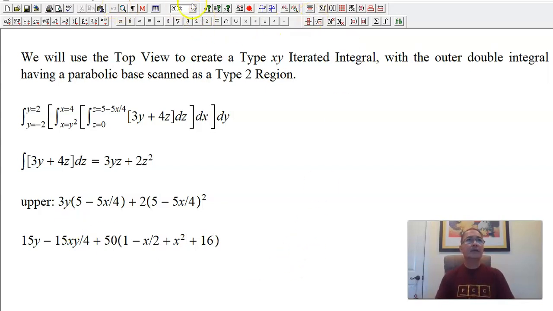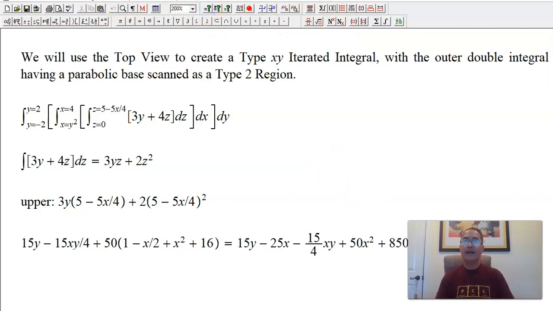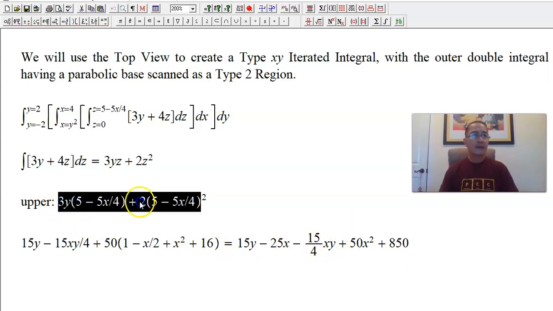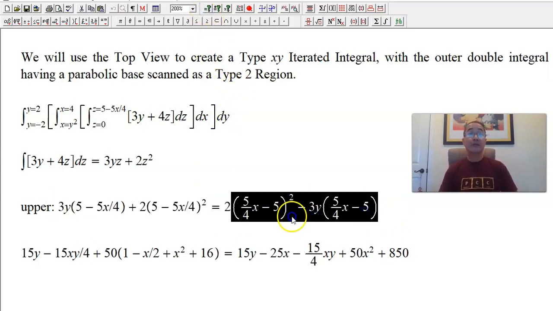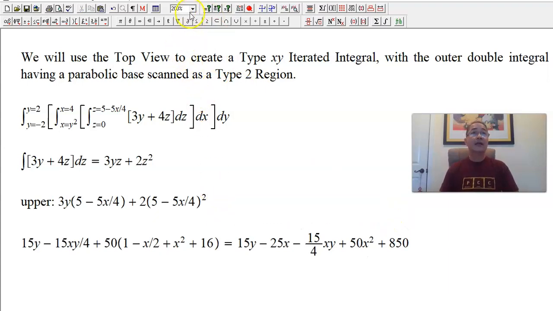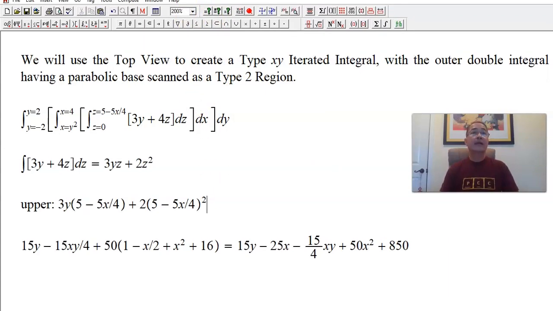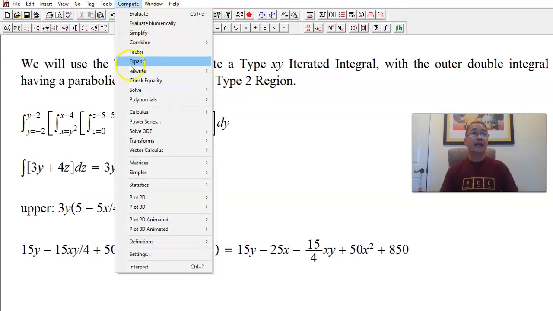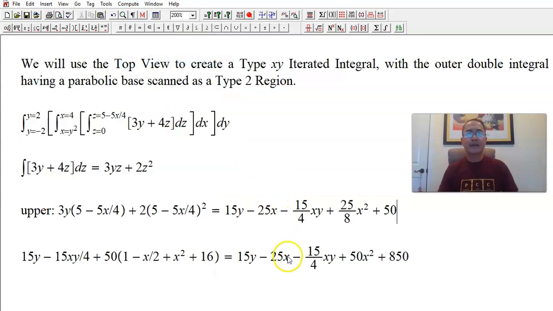So we know what to do. Okay, there you go, that distributed it for us. So what was my little shortcut? I have to do compute and expand. There you go. 15y, correct, correct, and correct.